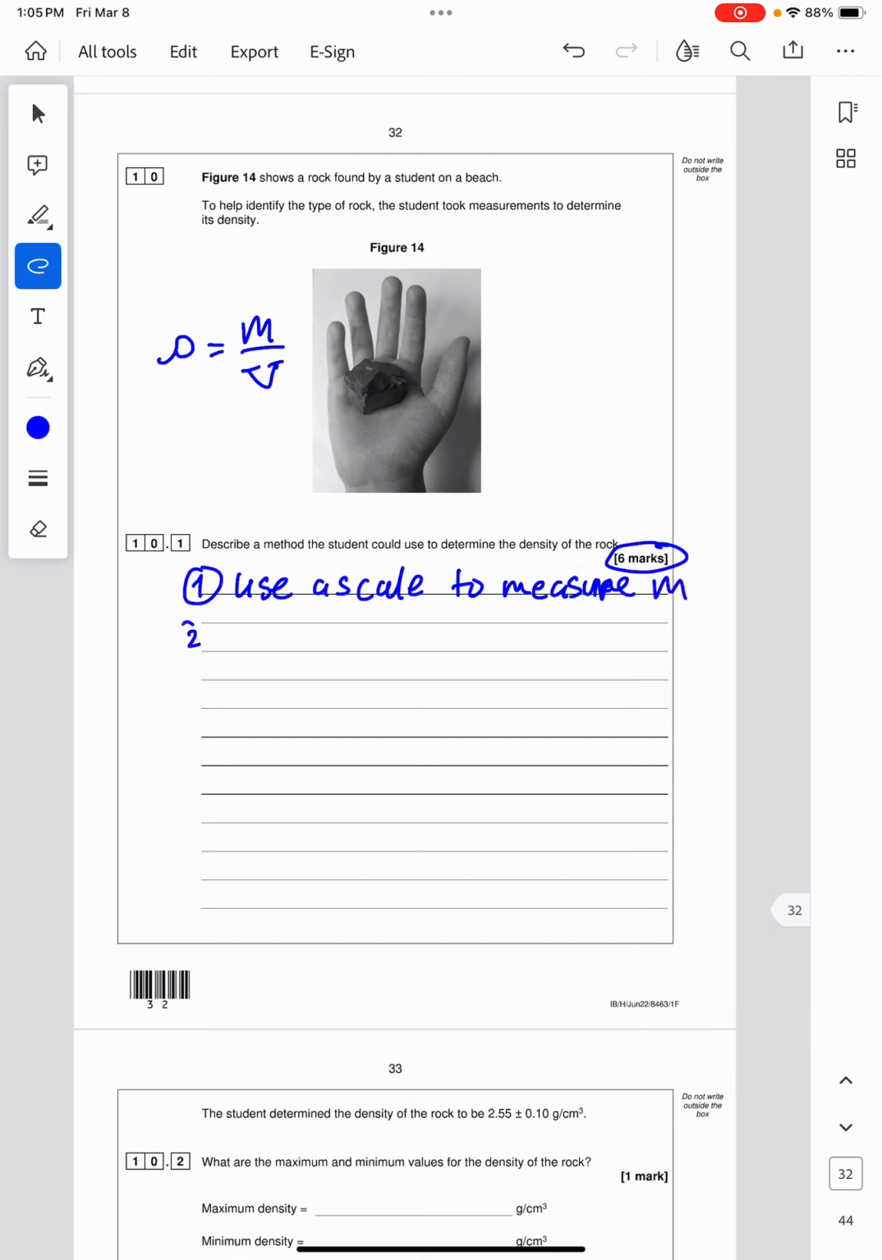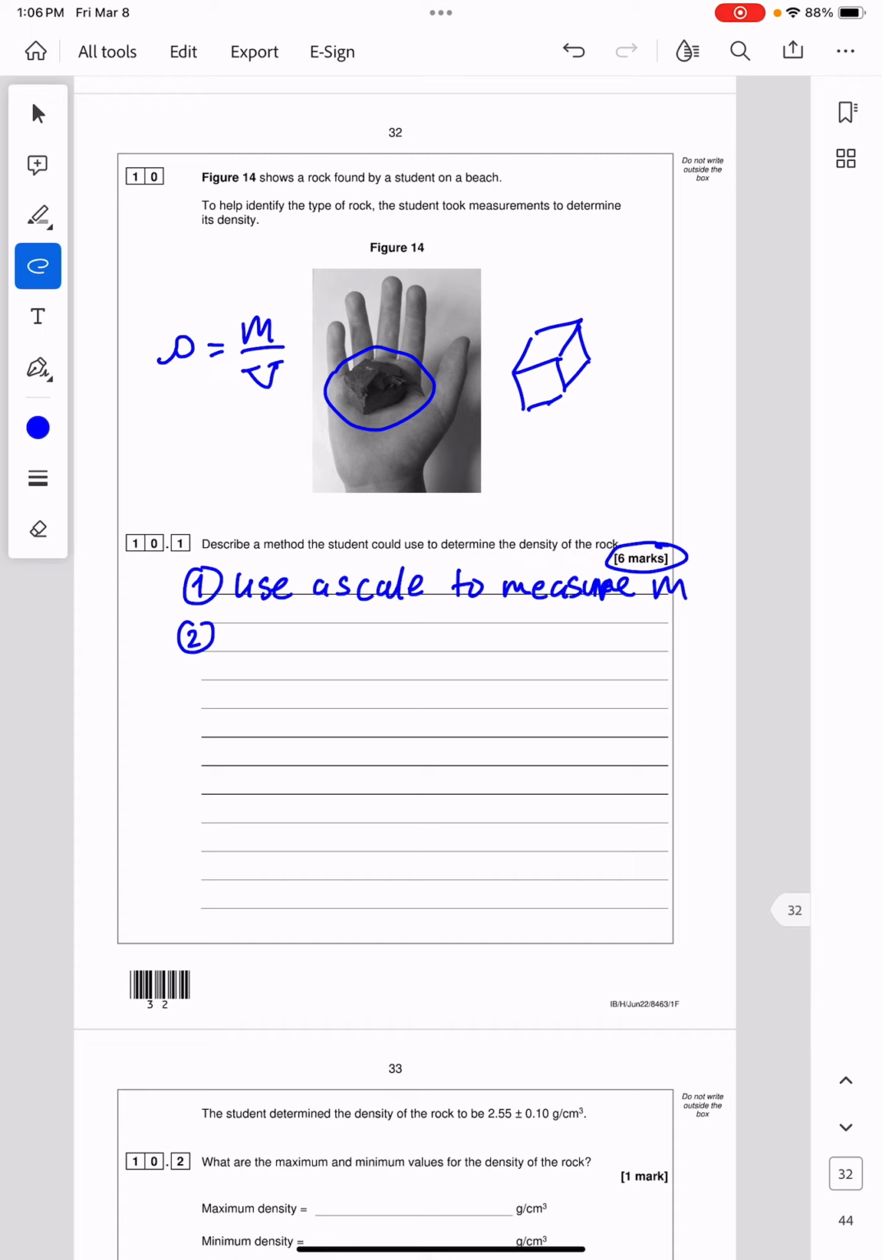Number 2, now after we found M, we have a problem with V. If the shape of the rock was a little bit more regular, like uniform, that would be an easy thing. We would just use a formula from math and it would be solved. However, this rock's shape is just not easy for us to handle using math. Pretty much we can't. So we'll have to find another way to solve it, which is the Archimedes method.